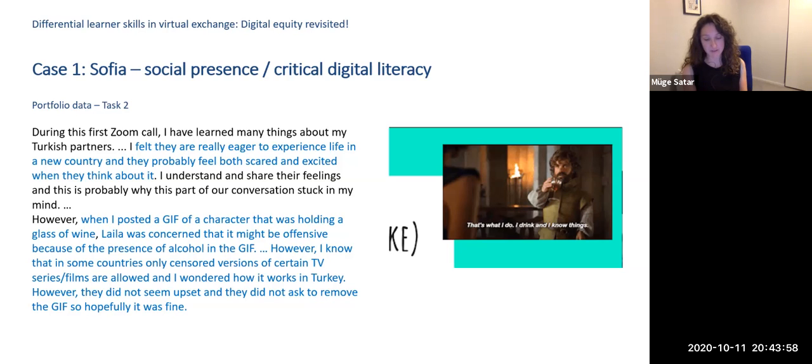She again shows sensitivity to sociocultural appropriateness, this time by paying attention to the meanings signified in images that they use. This is represented through a discussion with another student at Newcastle around how to use an image with a wine glass, which you see on the right on the slide, and how this will be perceived by their exchange partners. This time, however, rather than avoiding the topic, they chose to use the image and include it in their PowerPoint slides and observe their partners' reactions, which was the case as we see in Sophia's reflections after task 2. And she says that they did not seem upset and they did not ask to remove the image, so hopefully it was fine.